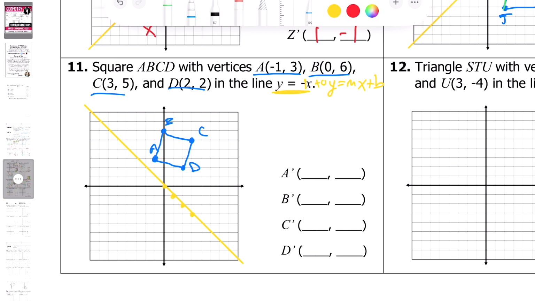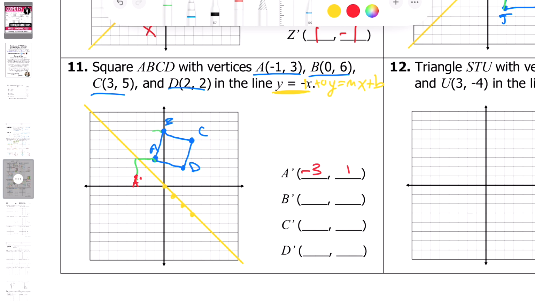So A, this is the same thing. We're going to make that sharp turn. So I'm 2 away. So I'm going to turn and go 2 away. So I have A prime here. So now this would be negative 3, positive 1. Negative 3, positive 1.